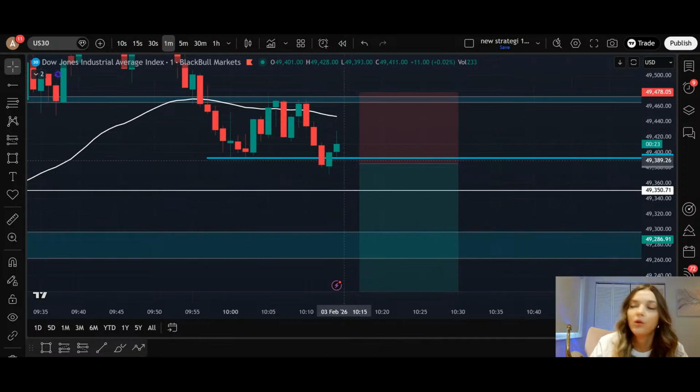Full red candle below, if you want to go on a sell.